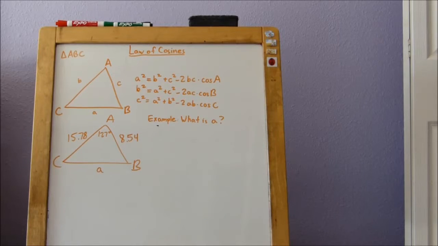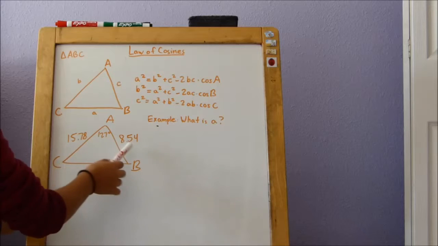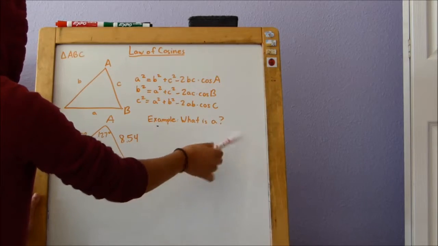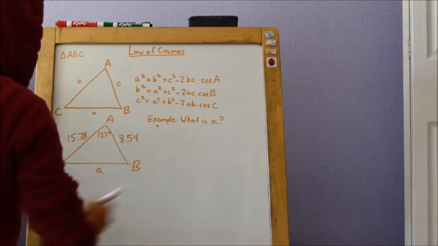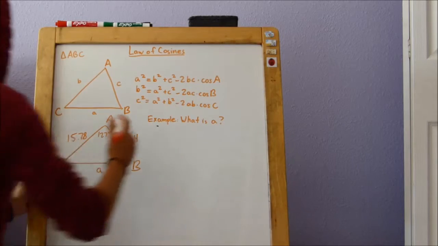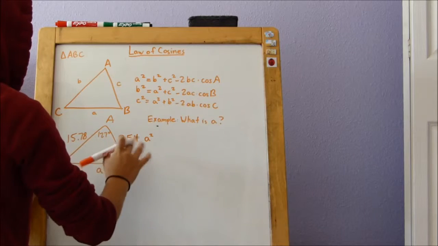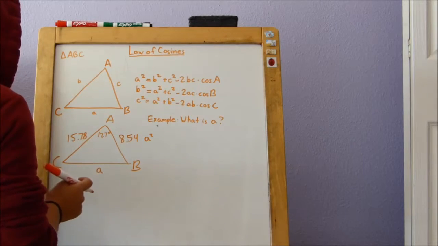Okay, now we're going to put the law of cosines to use. So in this example problem, we have triangle ABC again, but now we have some of the side lengths and one of the angles. So we're trying to solve for A, so out of all of these equations, we're going to choose A squared equals all of that stuff. So we write A squared. We're going to fill in the parts that we know, and we're just going to leave the parts that aren't there.